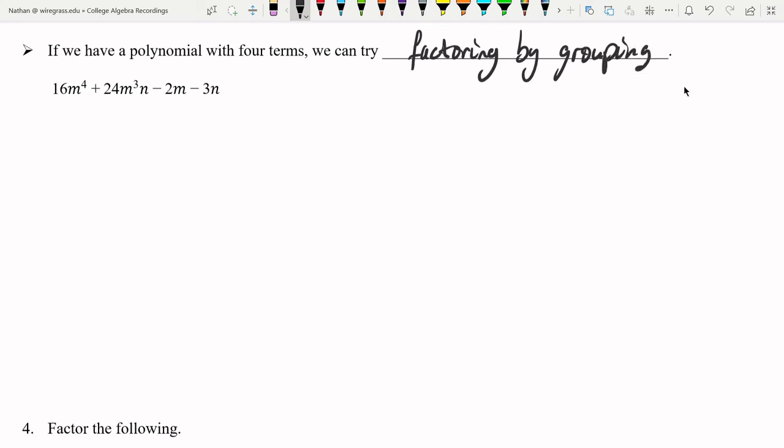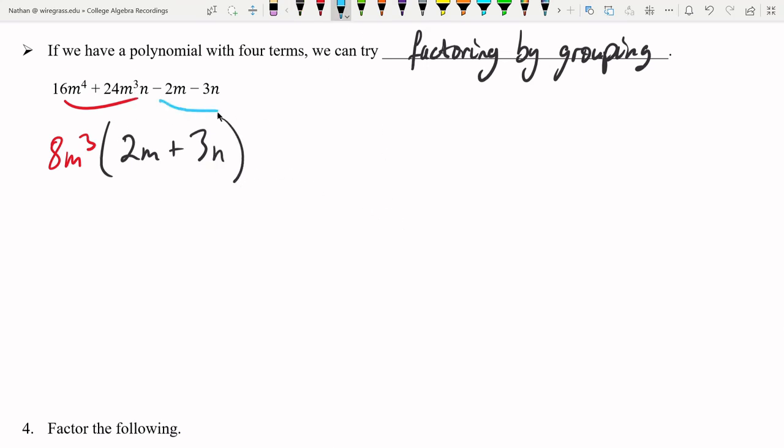That was the second half of the AC method, so we're going to do the same kind of thing here. Look at the first two terms, ask what can I take out of there? I can take out an 8m cubed. That's going to leave me with 2m. And here it's going to give me 3. The m cubed got taken out, and we just have n.